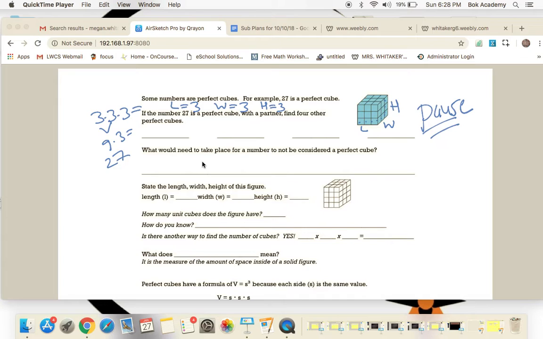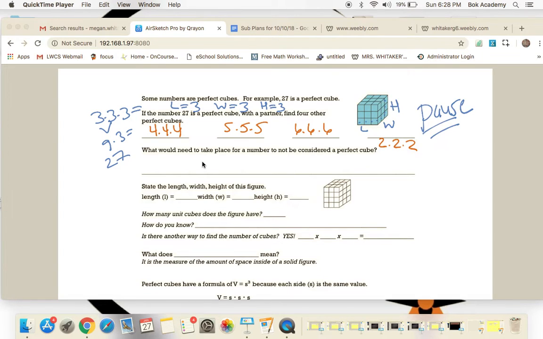cubic units. So now you were supposed to come up with your partner with some other ones. You could have come up with 4 times 4 times 4. You could have come up with 5 times 5 times 5, or 6 times 6 times 6, or maybe you went lower and you did 2 times 2 times 2.